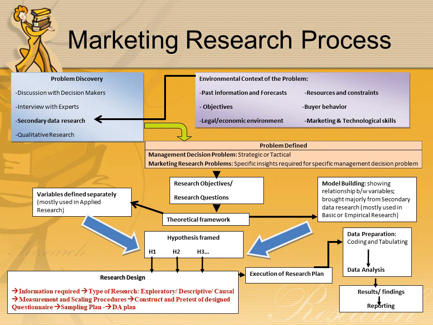Managerial decision problem, which could be strategic and tactical, and marketing research problem, which is much more specific and much more to the point. So marketing research problem leads to managerial decision problem. I will give an example of what we mean by marketing research problem in later slides and what it leads to. And marketing research problem further divides into research objectives or research questions. And research questions could lead to model building.